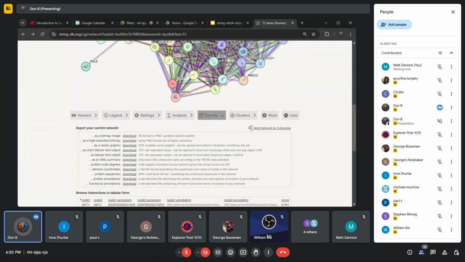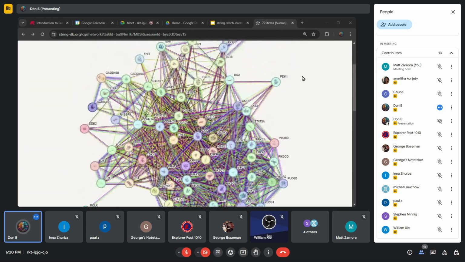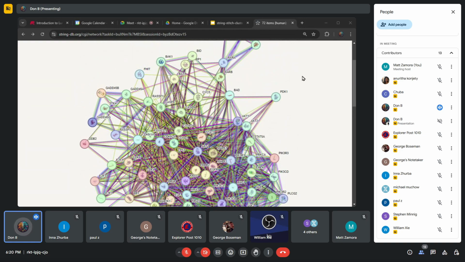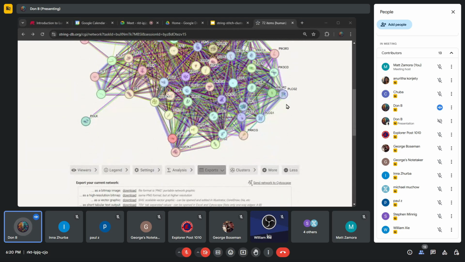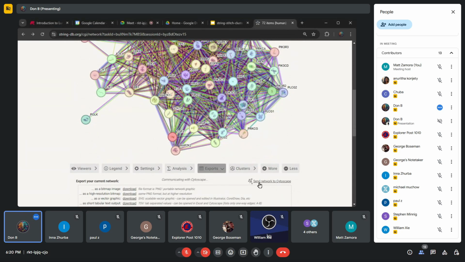So a couple of other things have been showcased, because part of what I'm trying to do here is show the value of STRING and STITCH in making things more accessible to cellular biologists. Cytoscape is a key tool that is used in the industry. So with a simple click of a button, it will send it over. I'm not going to zoom in here, but it's sent over.